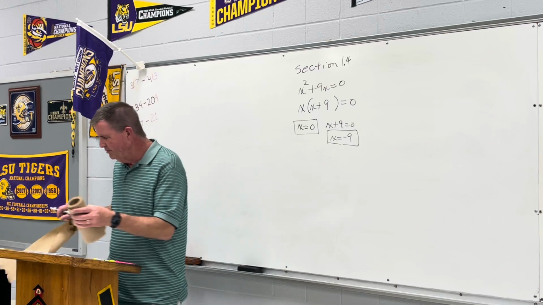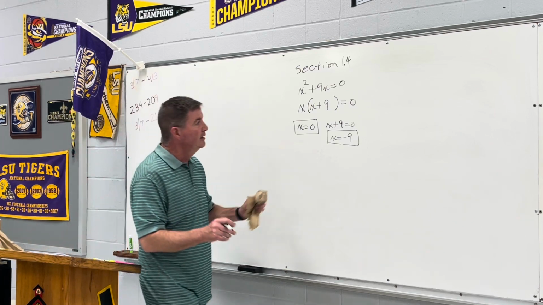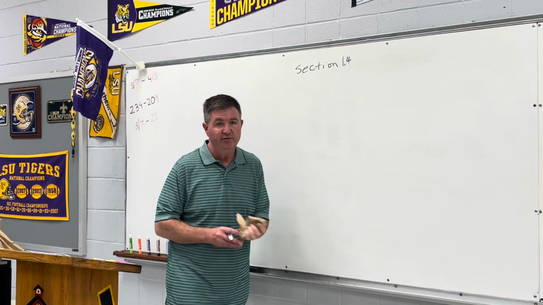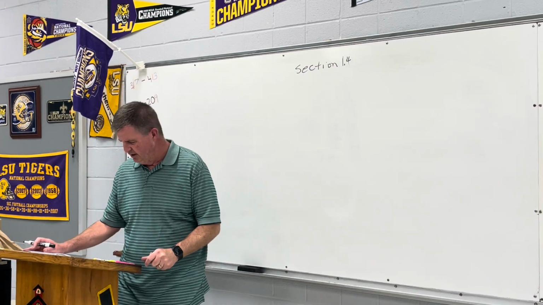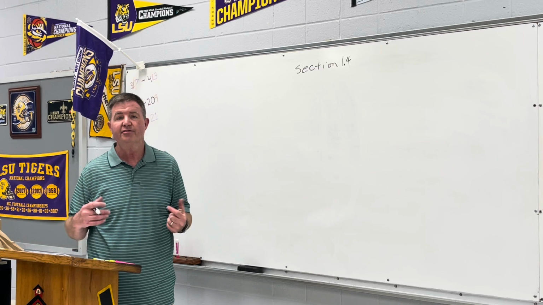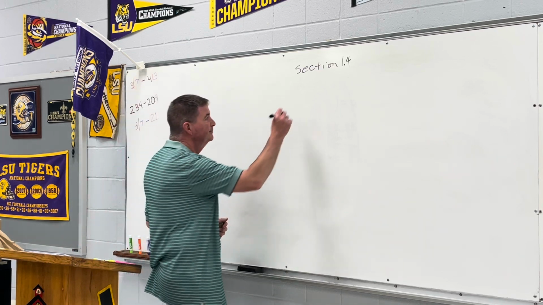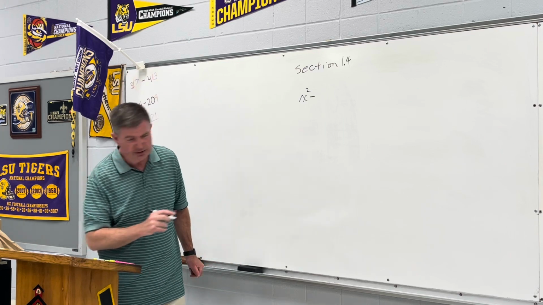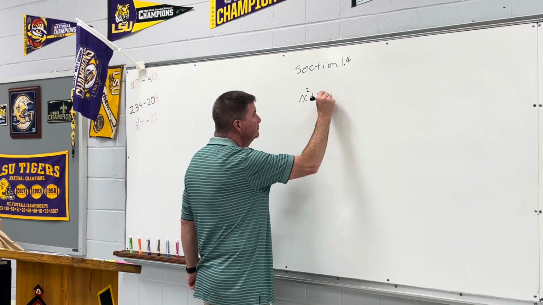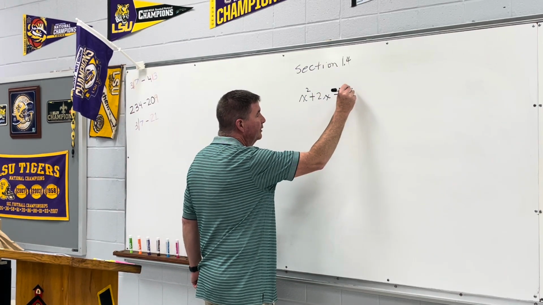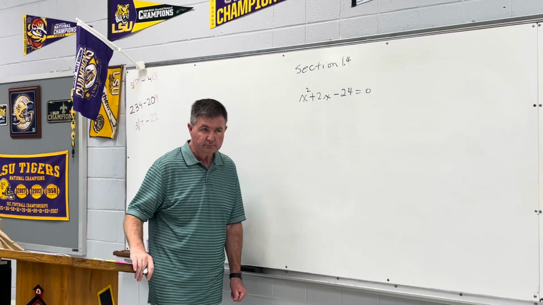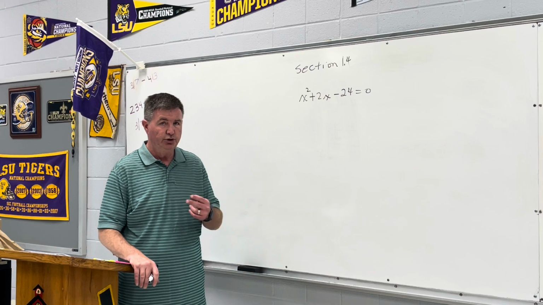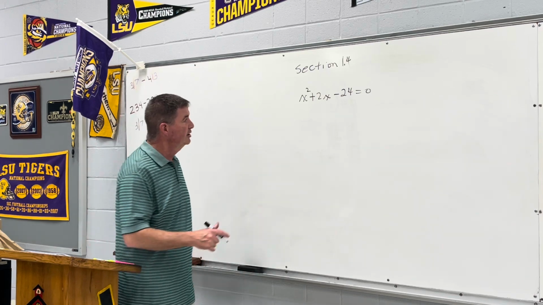From there, we move on to quadratic equations that are a little bit bigger. We move on to what's called trinomials, because there are 3 terms instead of 2. Suppose I have x squared plus 2x minus 24 equals 0. Trinomials usually factor into 2 binomials.